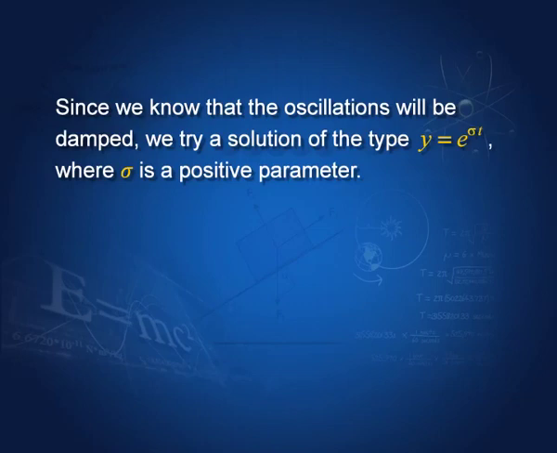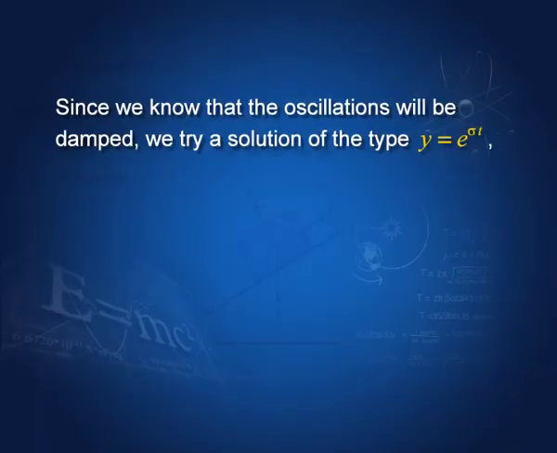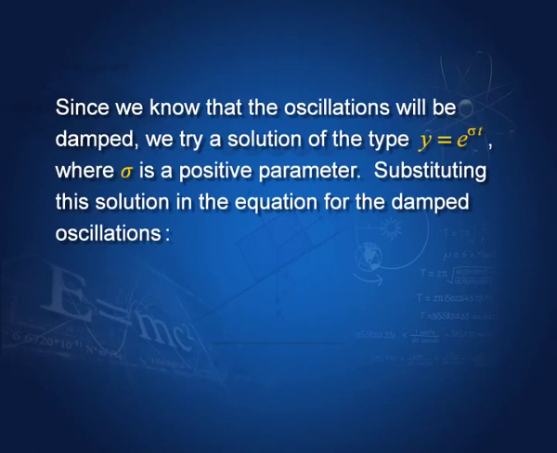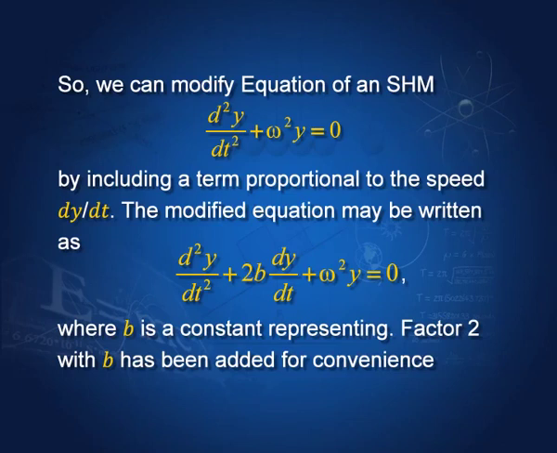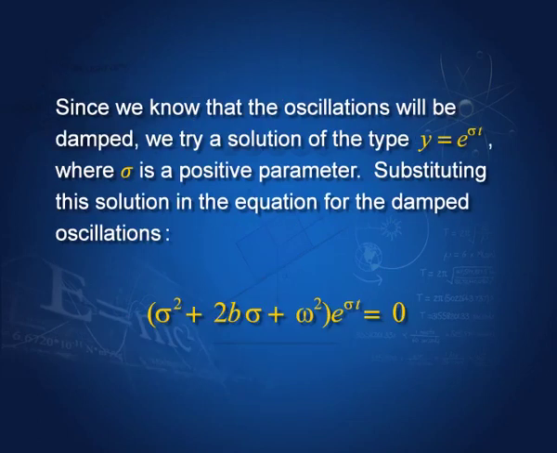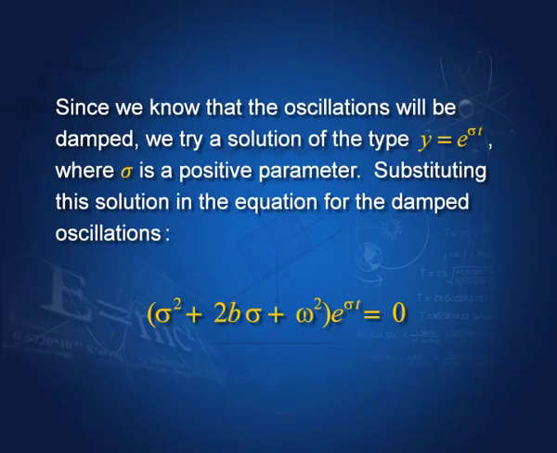Since we know that the oscillations will be damped, we have this experience whenever there are frictional forces, the oscillations are damped. We try a solution of the type y equal to e raised to power sigma t, where sigma is a positive parameter. We substitute this solution into the equation d2y by dt squared plus 2b dy by dt plus omega squared y equal to 0, and we get sigma squared plus 2b sigma plus omega squared into e to the power sigma t equal to 0. Now, e to the power sigma t obviously is not 0 because that is our solution. Therefore, from this equation, we get this equal to 0.